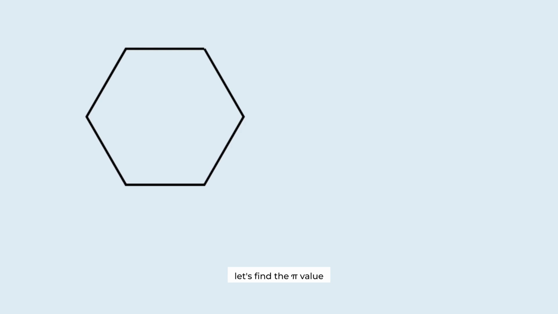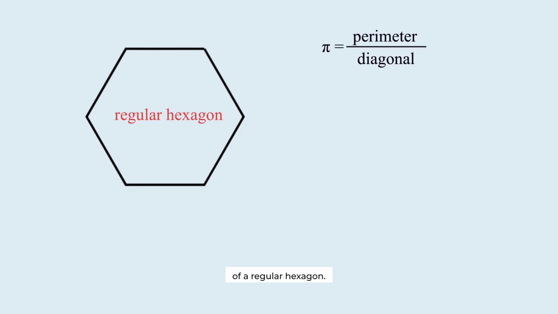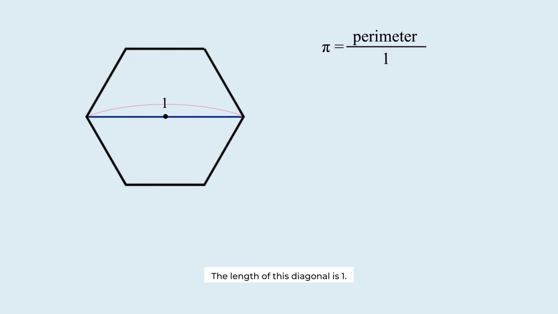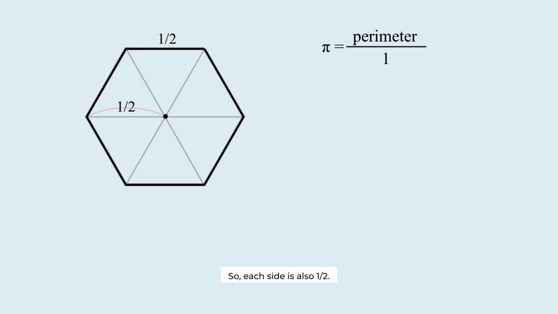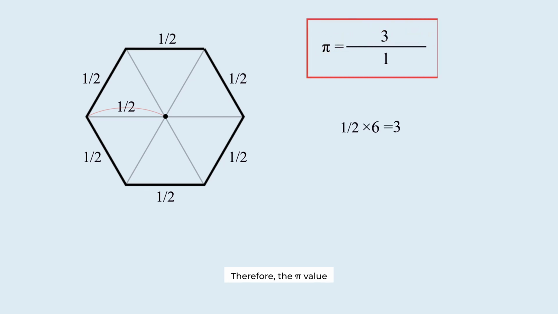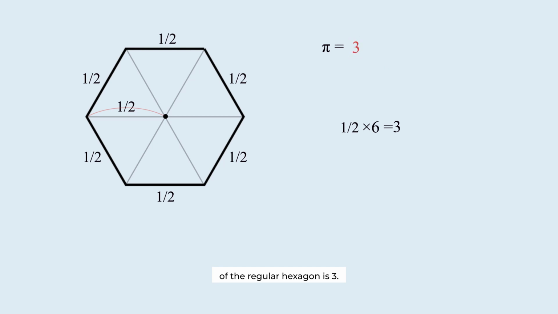Next, let's find the pi value of a regular hexagon. The longest line segment here is this diagonal. The length of this diagonal is 1. This side length is 1/2. A regular hexagon can be divided into 6 equilateral triangles, so each side is also 1/2. Since there are 6 sides, we multiply 1/2 by 6. The perimeter is 3. Therefore, the pi value of the regular hexagon is 3.